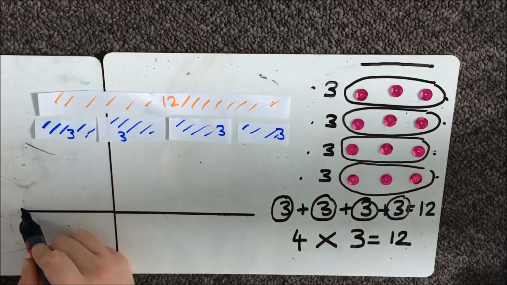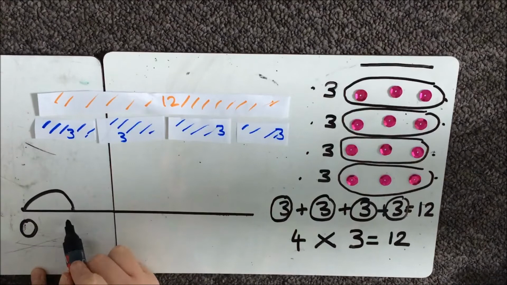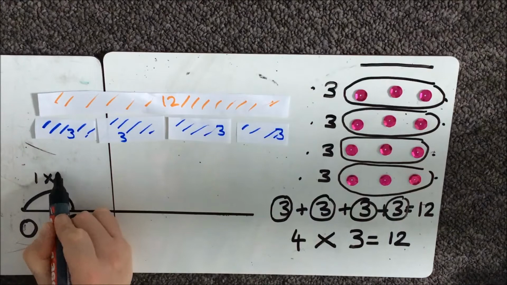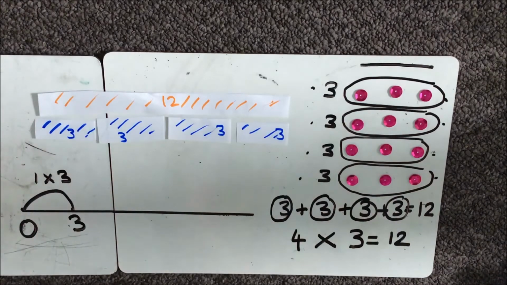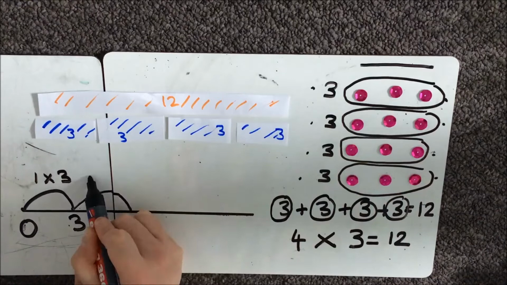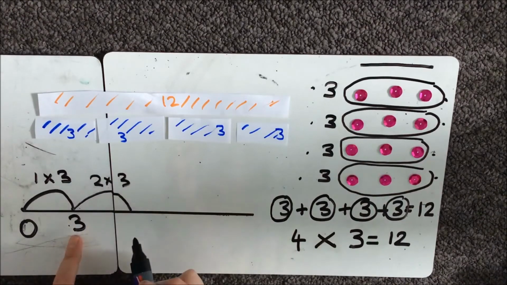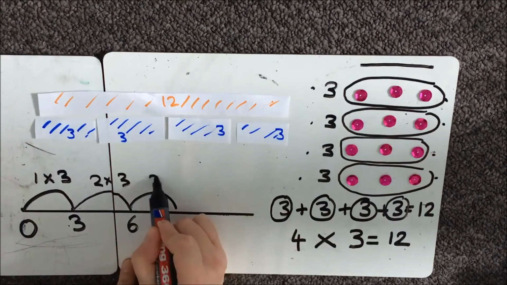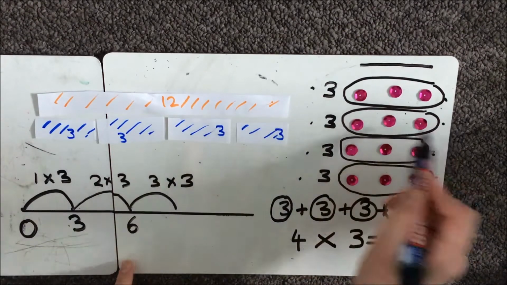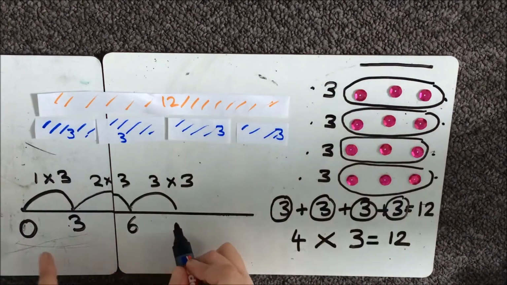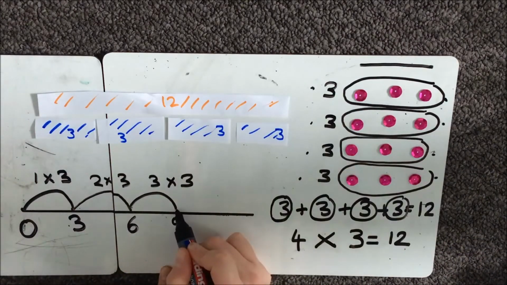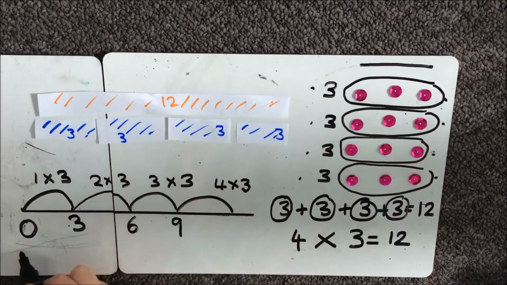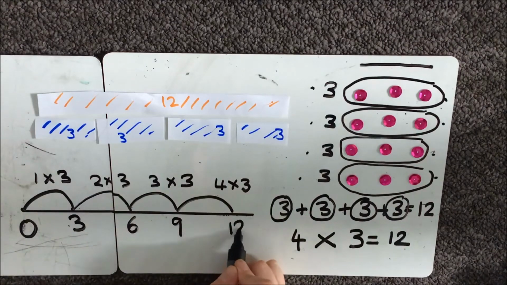This is going to be like 1 row of 3. So that's going to be like 1 line of 3. Next one. 2 lines of 3. So I've got 3, 6. 3 lines of 3. So that looks like that, and that one now, which is going to be 3, 6, 9. And then 4 rows of 3 is going to be 3, 6, 9, 12.